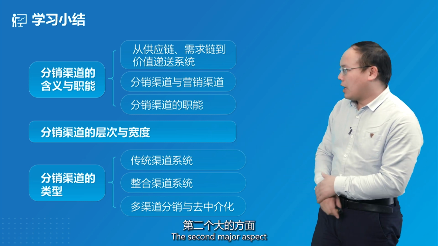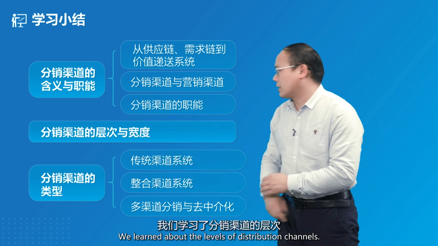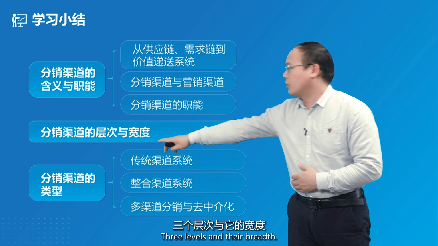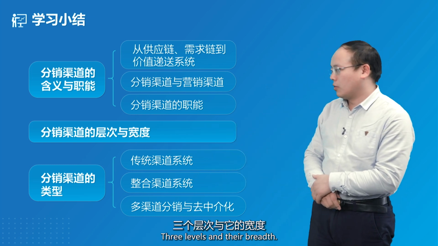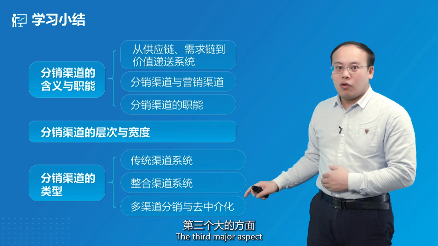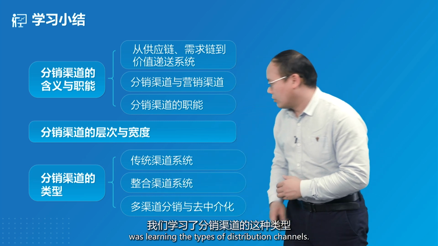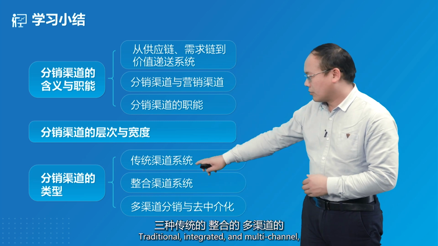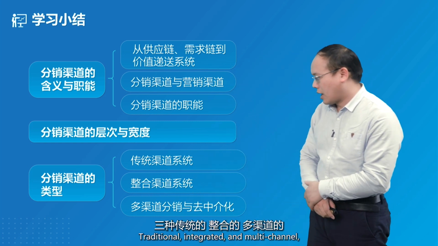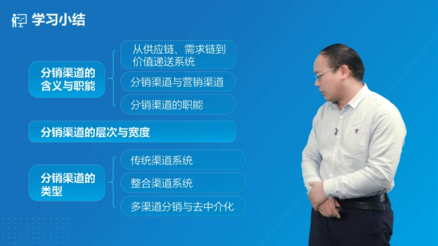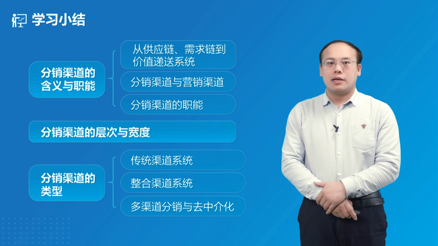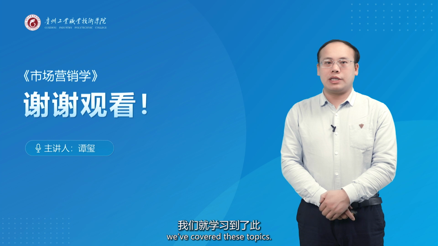The second major aspect, we learned about the levels of distribution channels, 3 levels and their breadth. The third major aspect was learning the types of distribution channels: traditional, integrated, and multi-channel, including disintermediation. In this chapter, we've covered these topics.